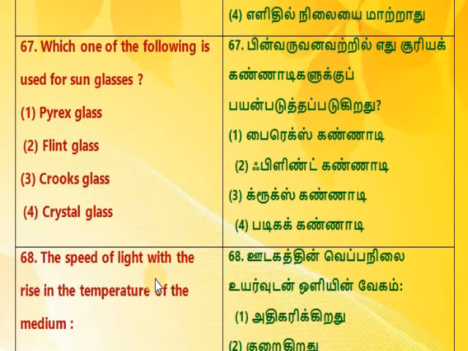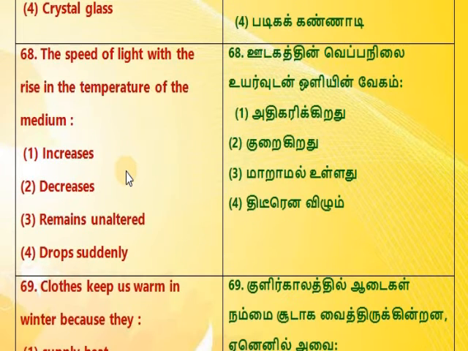67. Which one of the following is used for sunglasses? 1. Pyrex glass, 2. Flint glass, 3. Crookes glass, 4. Crystal glass. 68. The speed of light with the rise in the temperature of the medium, 1. Increases, 2. Decreases, 3. Remains unaltered, 4. Drops suddenly.